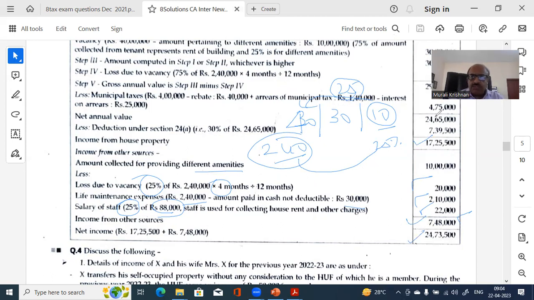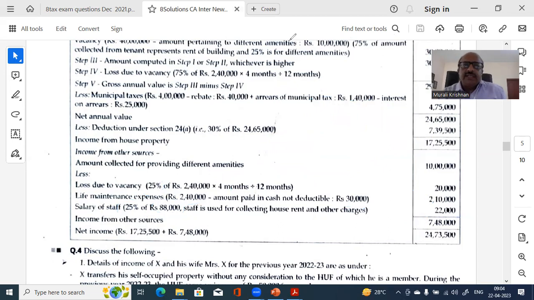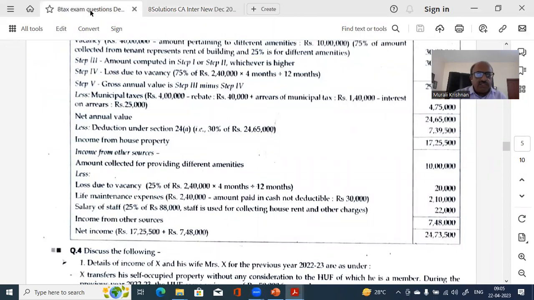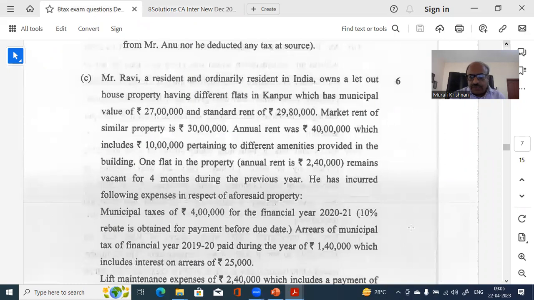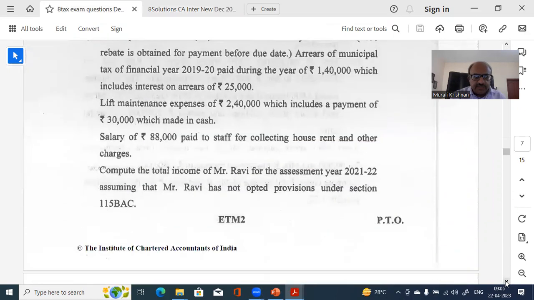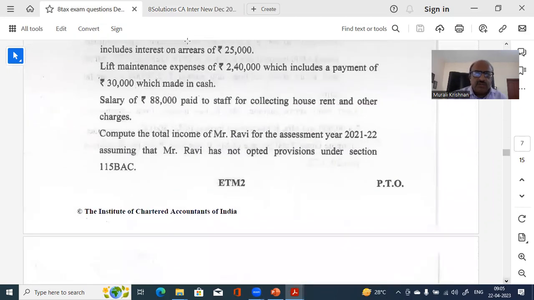The beautiful problem. See how intricately they are asking. So please, mind you, I'm repeating again and again, be careful what is asked in the question. So when you look at the question here, please check what they have asked. They have asked only total income. They have not asked tax calculation. Don't sit and do tax calculation. So let's move on.